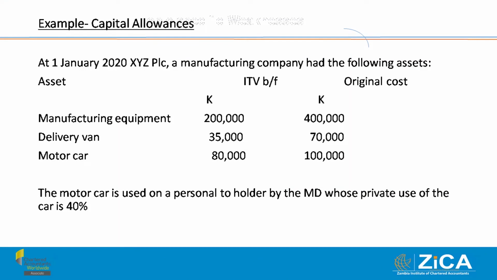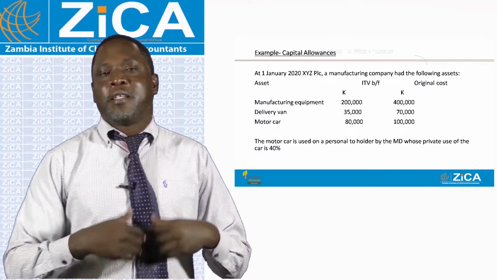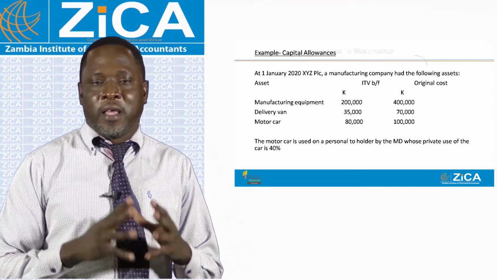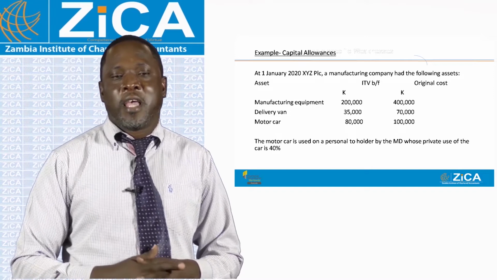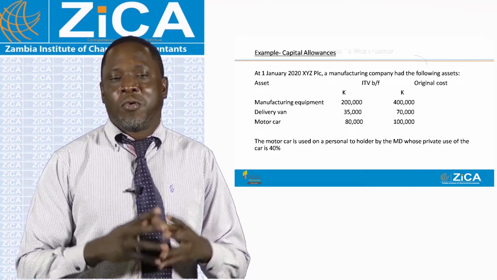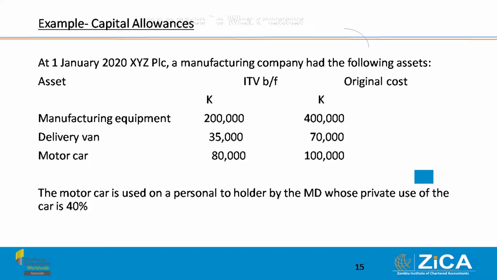What is important here is, first of all, to identify what type of taxpayer you are dealing with. Am I dealing with a company or am I dealing with a natural person, an individual? In this question, the first sentence says at 1st January 2020, XYZ PLC. So XYZ PLC is obviously a company. We are not dealing with an individual. After we have established that, then we can compute the capital allowances.